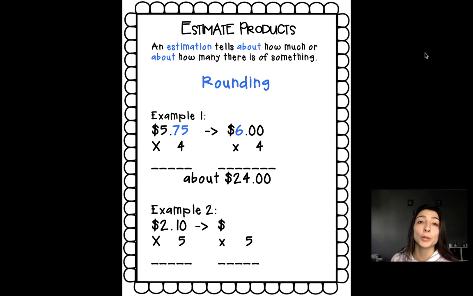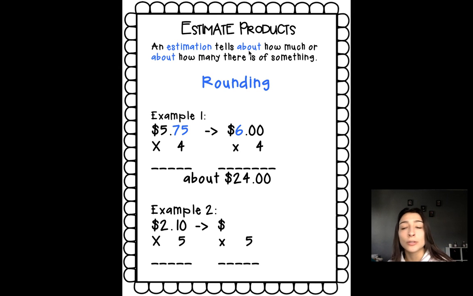Today, we are going to be working on estimating products. So we are still going to be working with our multiplication since we have the word products, but we're going to be finding about how much something would be. We're not going to get the exact answer because we are estimating. As you see up here, an estimation tells about how much or about how many there is of something.